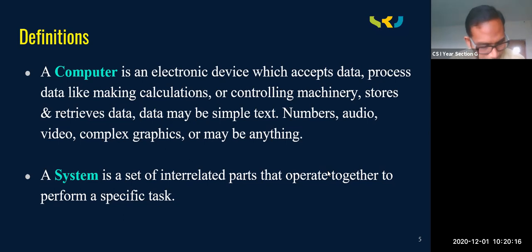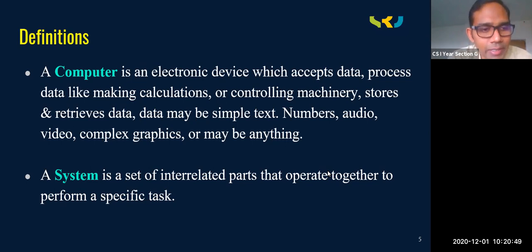A system is a set of interrelated parts that operate together to perform a specific task. What do you mean by system? You might have seen a music system in your home. A music system comprises an amplifier, maybe a mic, maybe some speaker boxes. All together they are connected with wires, and it is called a music system. They are going to perform a task.